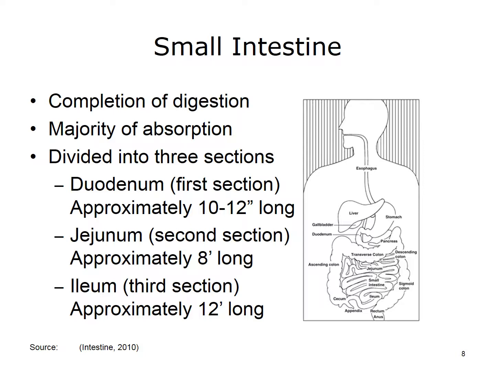The jejunum is the second section and is about 8 feet long. The jejunum repeatedly twists and turns in the abdominal cavity. Digestion continues in the jejunum. The chyme is slowly moved along for several hours. The ileum is the third section. It is about 12 feet long. It is in this portion of the small intestine that the absorption of nutrients is completed. The remaining undigested materials, or waste, and water move into the large intestine.